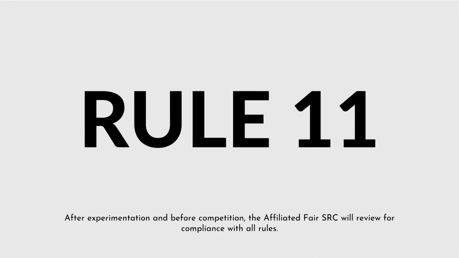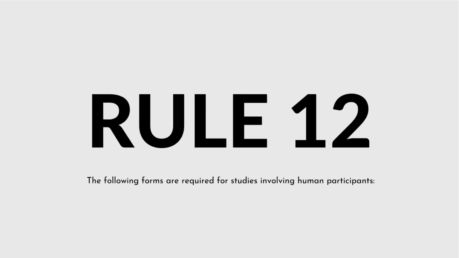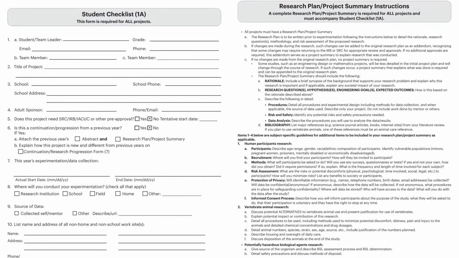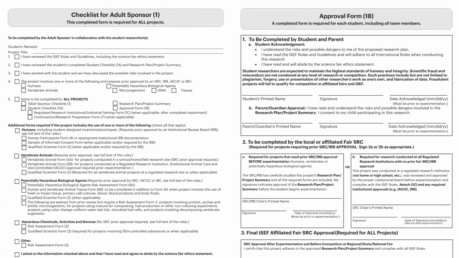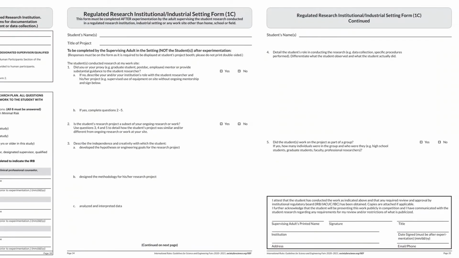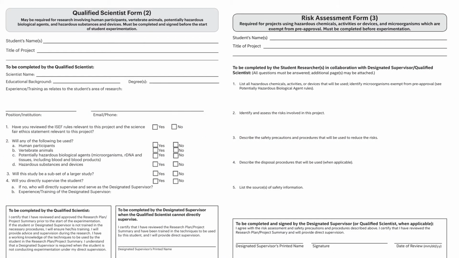The affiliated FAIR SRC will check whether or not the researchers followed and applied all the rules in their study before the competition. Rule number 12, on the other hand, includes all the forms required for studies involving human participants. First is Student Checklist 1A, Research Plan Project Summary Instructions, Checklist for Other Sponsor, Approval Form, Human Participants Form. There are also the research institution, qualified scientist, and risk assessment forms, which are only used when applicable.